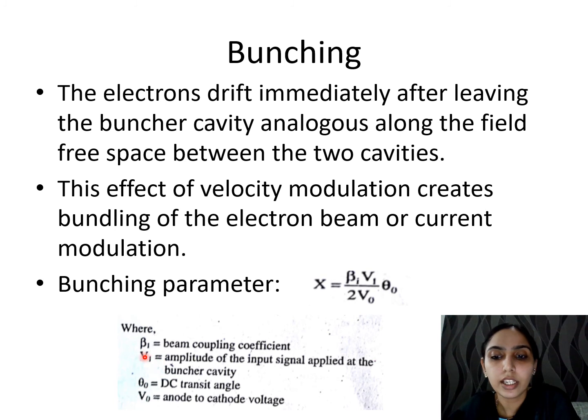Each term is given here. Beta i is the beam coupling coefficient. V1 is the amplitude of the input signal applied at the buncher cavity. Theta 0 is the DC transit angle, and V0 is the anode to cathode voltage. So further, when we analyze the two-cavity klystron amplifier, we employ this bunching parameter.